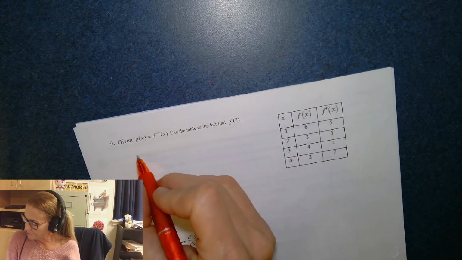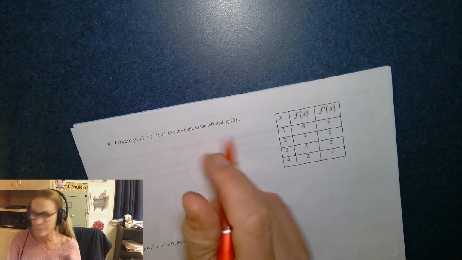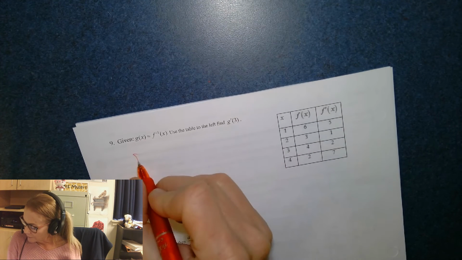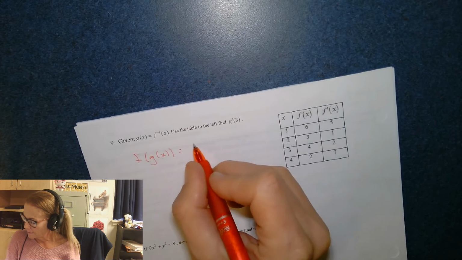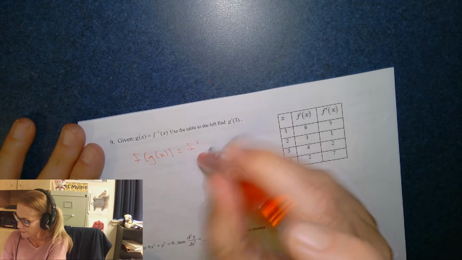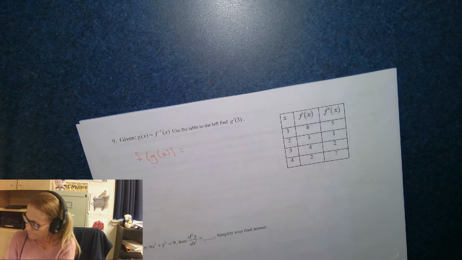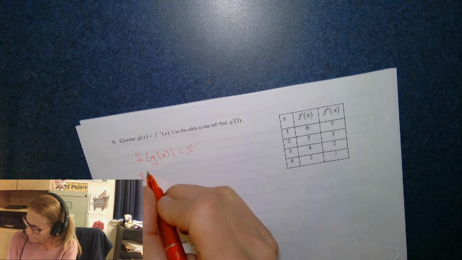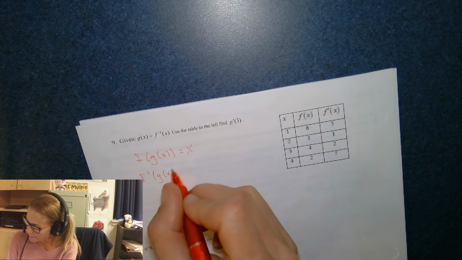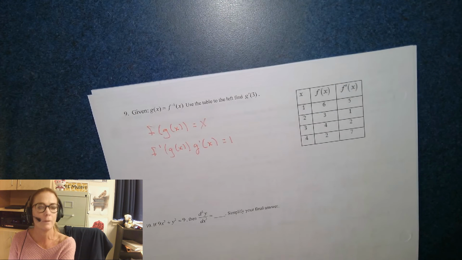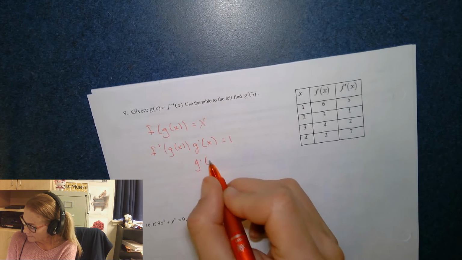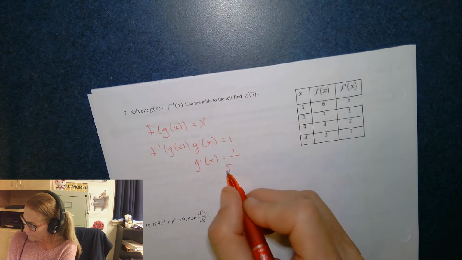So let's do that derivation. We want that to be the inside function. So f of g of x equals x. Take the derivative. Okay, so f prime of g of x times g prime of x equals 1. All right, so g prime of x equals 1 over f prime of g of x.